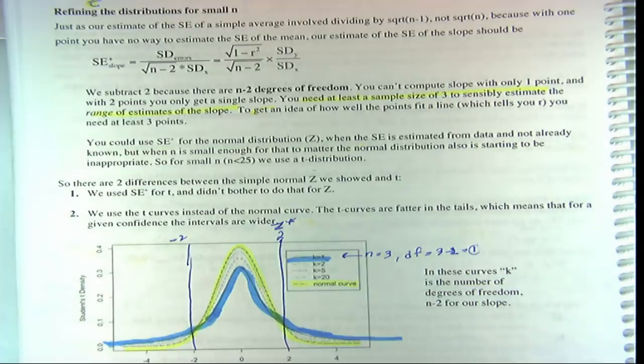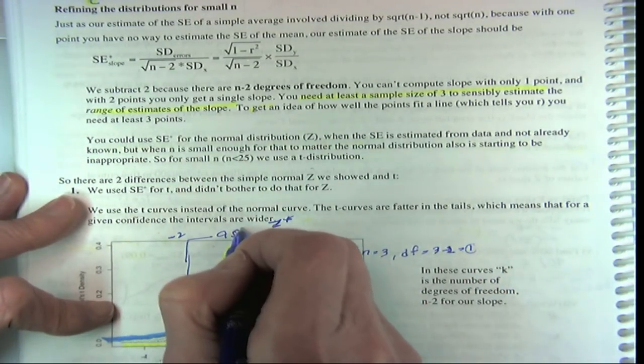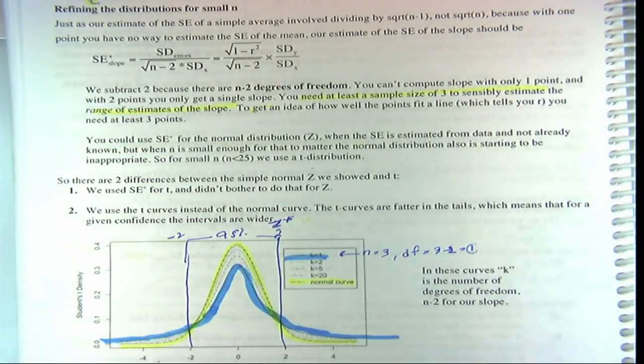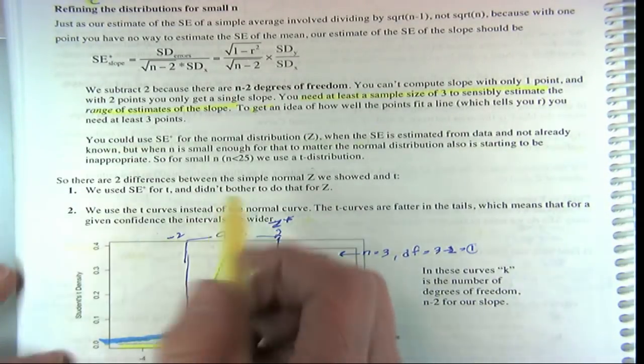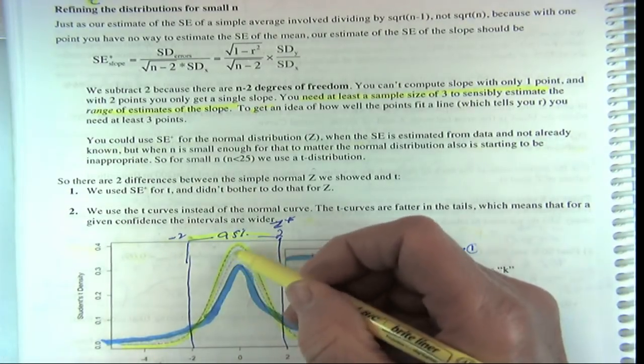Z star. And that means that this area is 95%. But how about for t? It's going to be a big difference when you have a tiny sample size. So this right here, all this is 2.